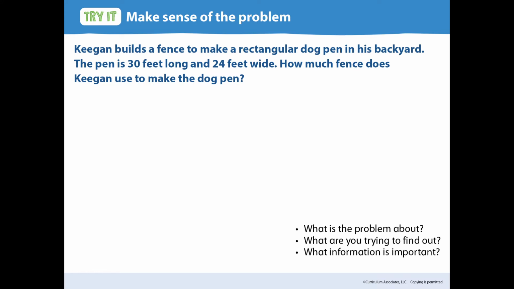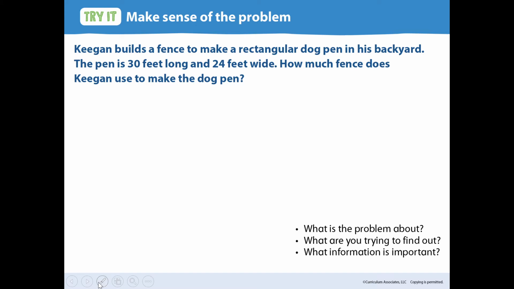Try it. Make sense of the problem. Keegan builds a fence to make a rectangular dog pen in his backyard. The pen is 30 feet long and 24 feet wide. How much fence does Keegan use to make the dog pen?